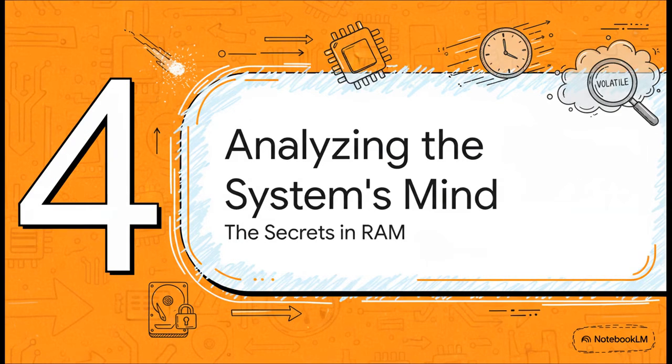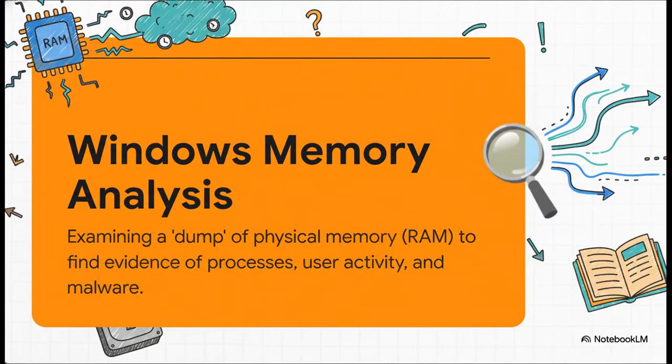Okay, now let's dive into one of the most powerful techniques in any investigation, the complete analysis of the computer's memory, its RAM. This is where the real secrets are hiding. This is the digital equivalent of taking a perfect, high-resolution snapshot of the computer's brain at the exact moment of the incident. This memory dump, as they call it, has a massive wealth of information: running processes, what the user was doing, network connections, and even malware that's trying really hard to hide.